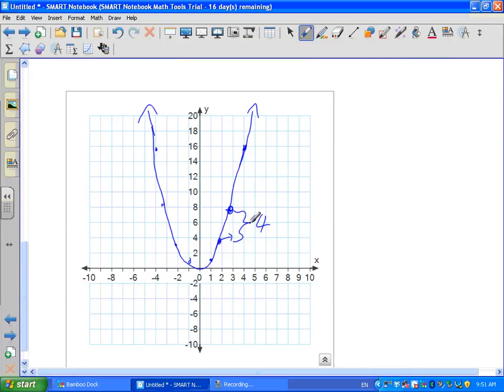On a normal graph, when we go from our second to our third point, we go over 1 and we only go up 4. On theirs, they're going up 10. So that'd be going from 4 to like 14, something like that. We'll do that in red. Okay?